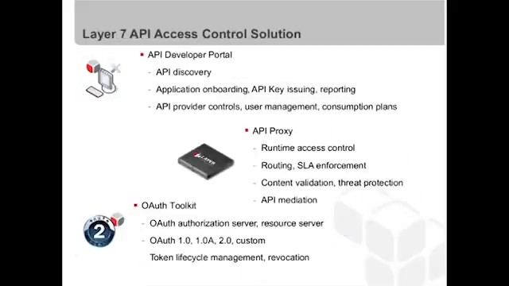So Layer 7 provides a rich API management infrastructure. In terms of API access control, we have our own developer portal. This is a portal that is very customizable, has a full CMS. It allows developers to discover APIs, test API calls. We have something called the API Explorer as part of it. It allows you to register applications and onboard, get API keys and things like that. And then we have the API proxy, which is the runtime gateway that takes care of controlling access, doing all the routing, the mediation. It also does transformation and things like that.